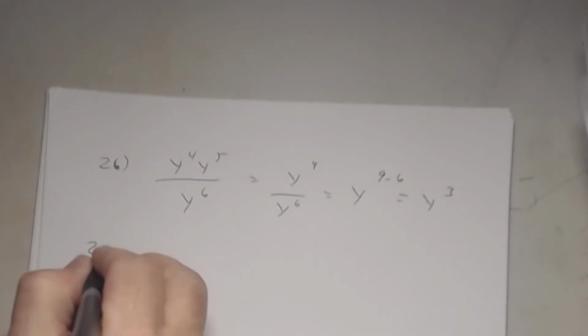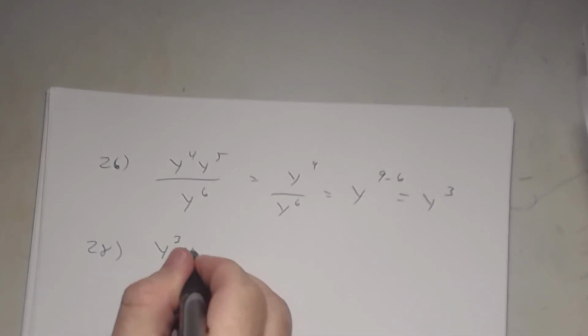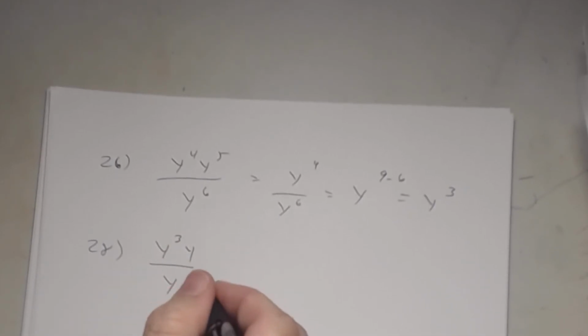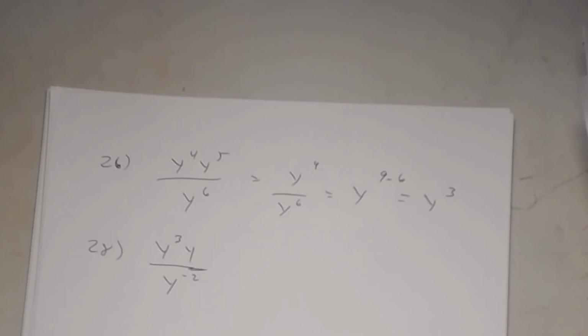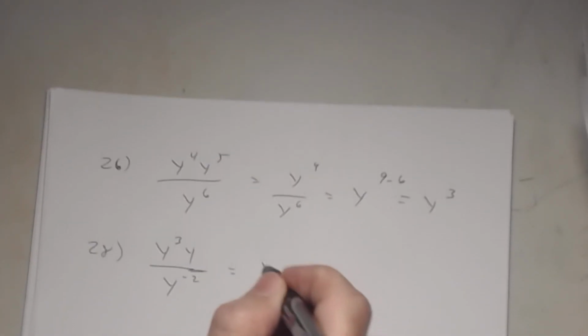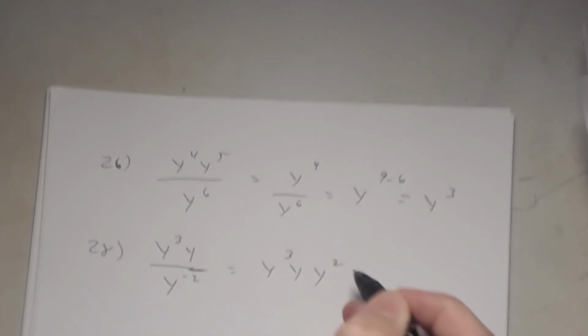28. This time you have y cubed times y divided by y to the negative 2nd. What are you going to do first? Come on, try something. Okay, so that's one approach. One approach is to deal with the negative exponent first. So then that becomes y cubed times y to what power? 2nd, right?